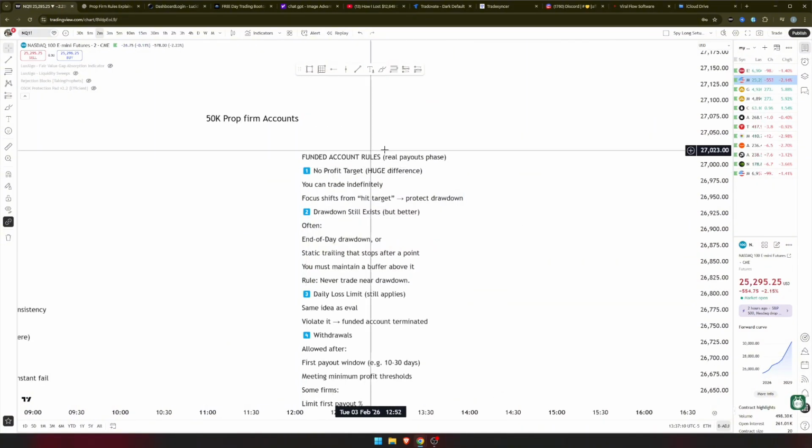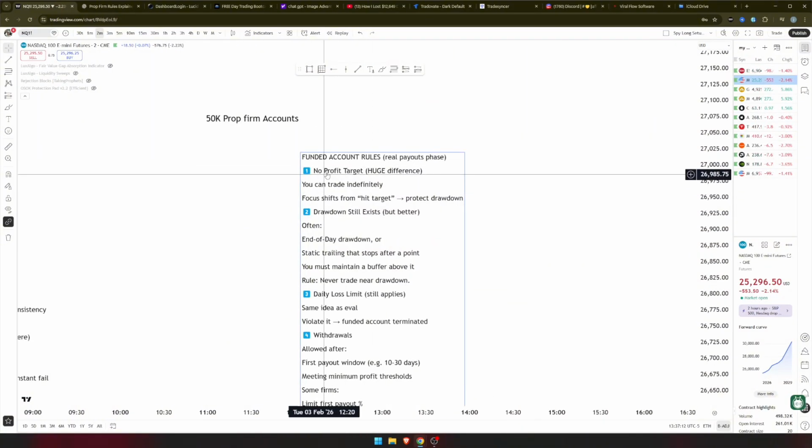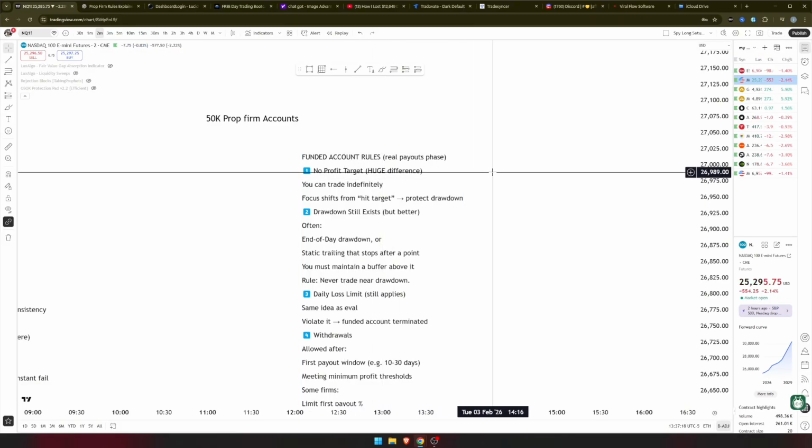All right, so the funded account rules. Some have no profit target. That's a huge difference, but some do. Some just have a minimum day target, and some just have a 1 day payout, where you get profit the 1 day and then you get paid out. You could do some research on those. I'll let you know which ones those are in a different module. But yes, you can trade indefinitely and focus shifts from hitting the target to protecting drawdown. So your drawdown still exists in these funded accounts.